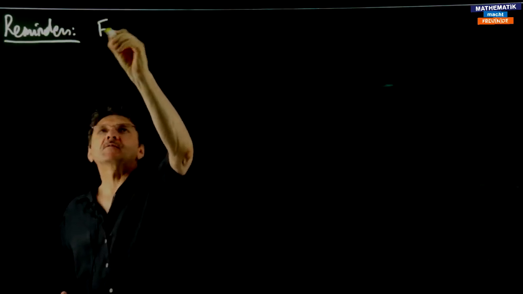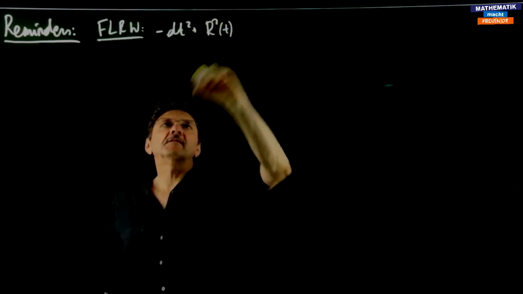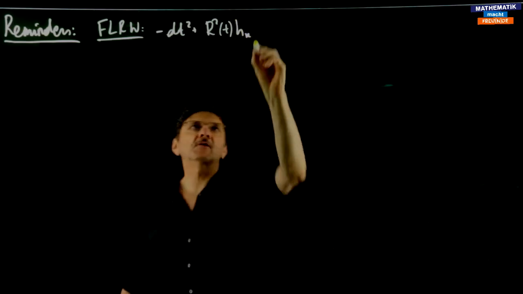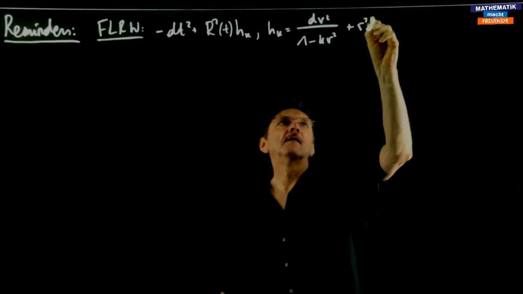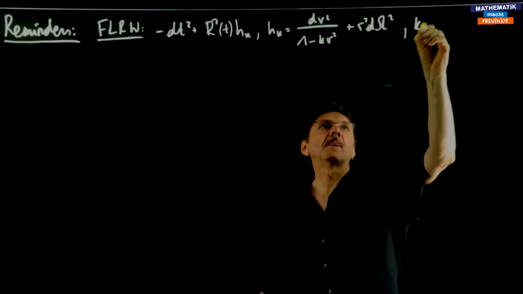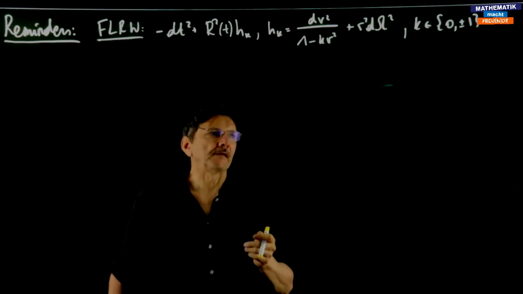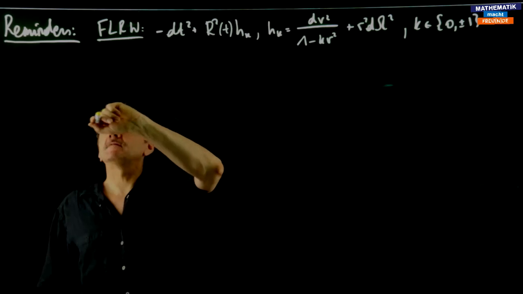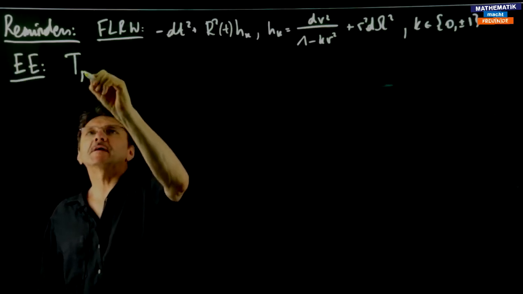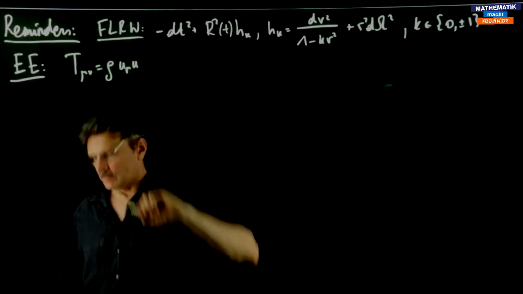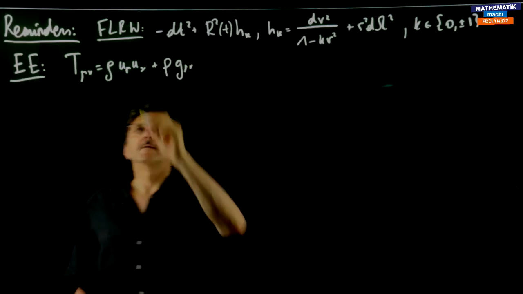So we're looking at the Friedmann-Lemaître-Robertson-Walker metric. Famous scale factor times a fixed time independent metric, and K is 0, plus or minus 1, depending upon whether the universe is spatially positively curved, spatially flat, or negatively curved. And we need the Einstein equations. So T mu nu will take a form which is called perfect fluid, plus P.